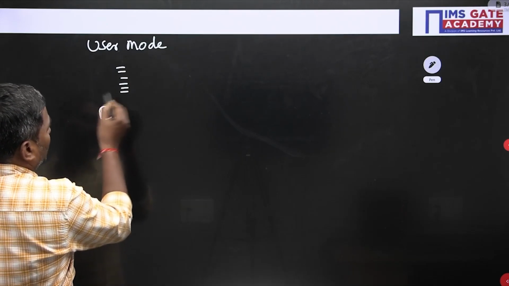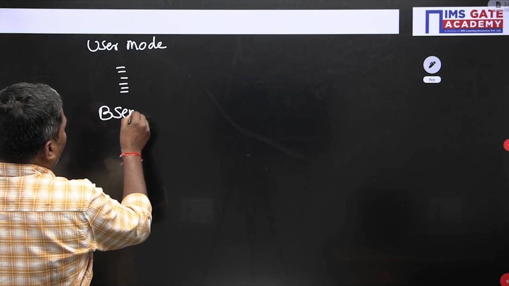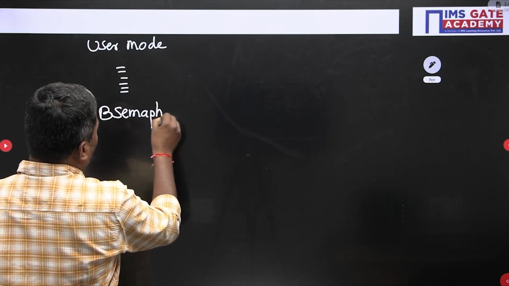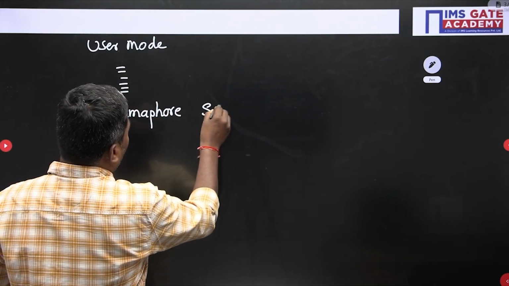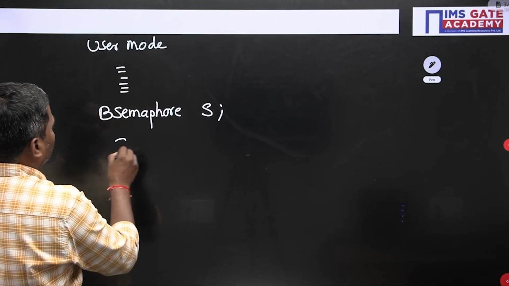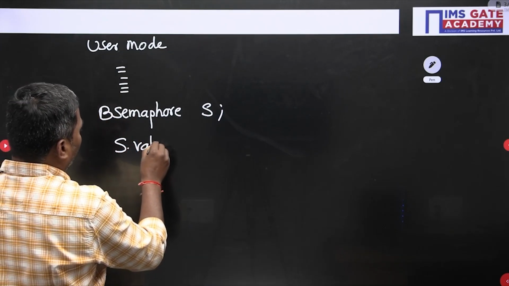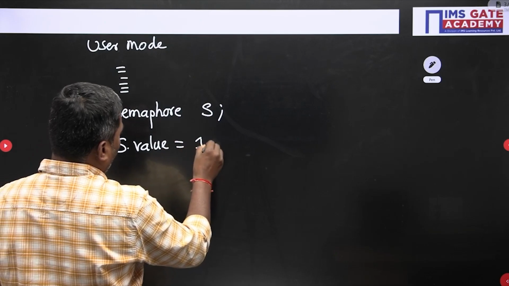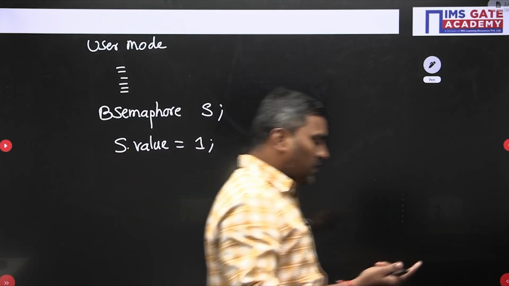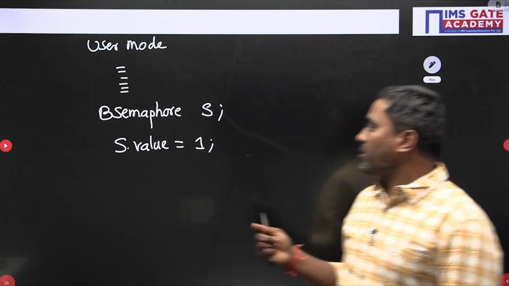Now the initialization of the binary semaphore. The structure name is binary semaphore, and for this I declare a variable S. Then I initialize S.value by assigning 1 only, since the value can be either 0 or 1. So I am assigning 1 now.